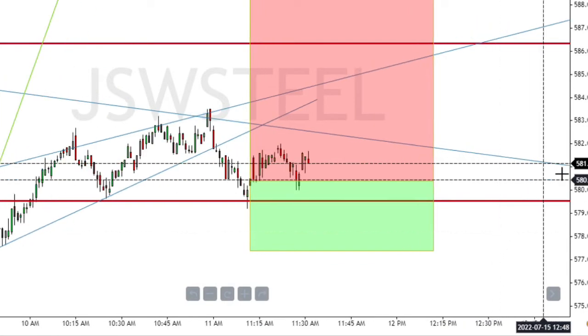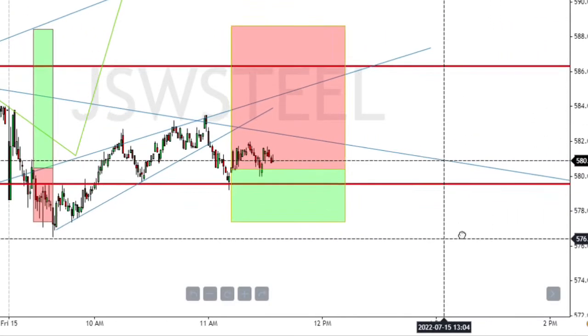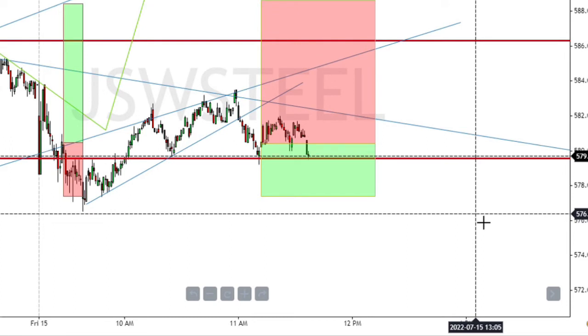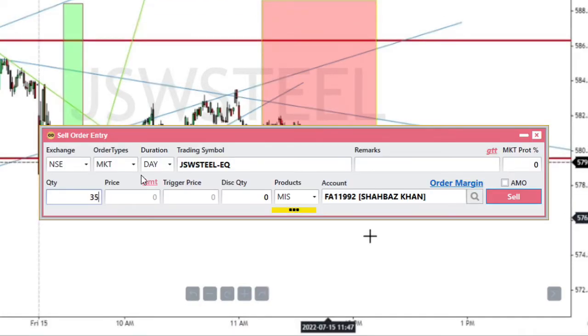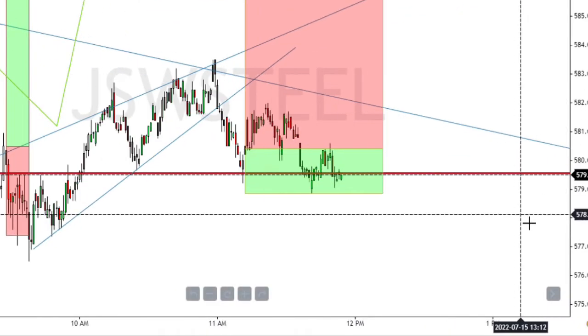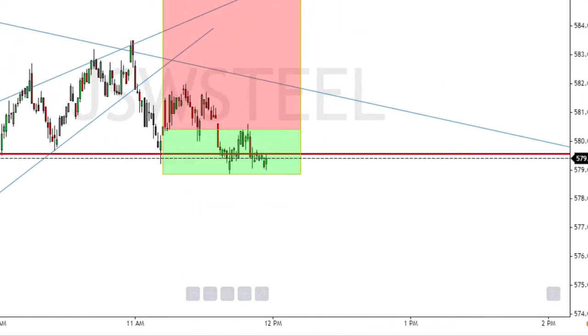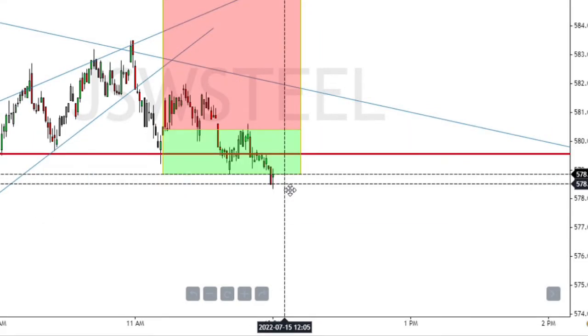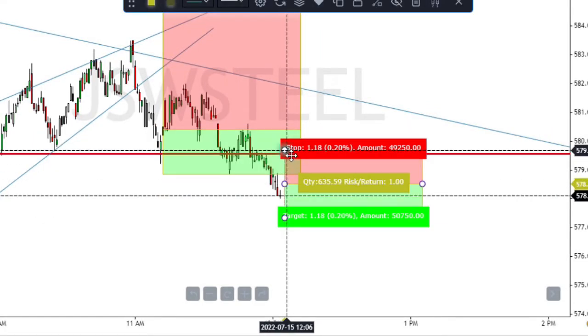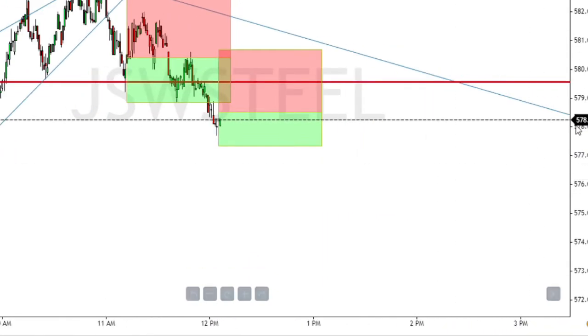It's taking support in that area. Let's wait. Let's see. Let's reduce the stop loss and exit from the trade. I guess it will not go in our favor. I'll take a short trade here. I think, yes, I'm taking a trade. I'll place the stop loss just above the swing high and wait for the target.